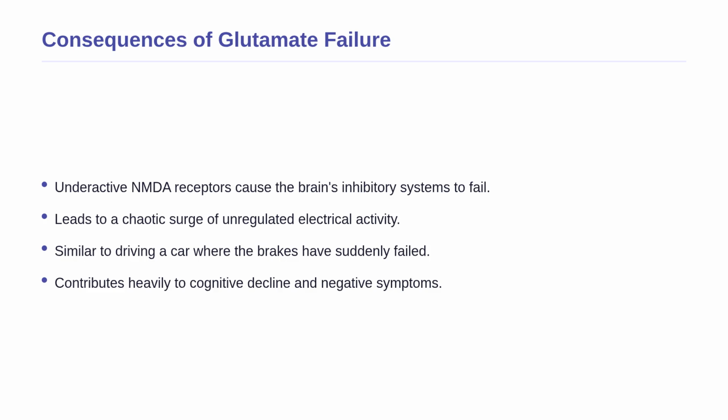So, what exactly happens when these NMDA receptors fail? When they are underactive, the brain's inhibitory systems fail to work properly. This leads to a chaotic surge of unregulated electrical activity. Think of it like driving a car where the brakes have suddenly failed. The engine just keeps revving, completely out of control. This unregulated electrical storm in the brain contributes heavily to both the severe cognitive decline and the negative symptoms of the disease, such as emotional flatness and memory loss, which are often the hardest parts of the disorder to live with.